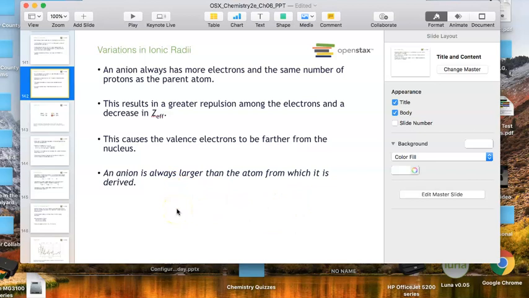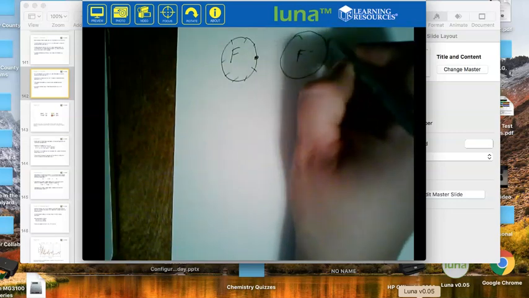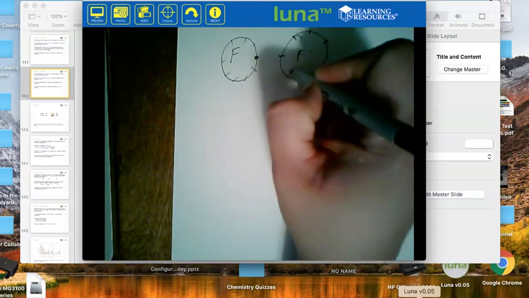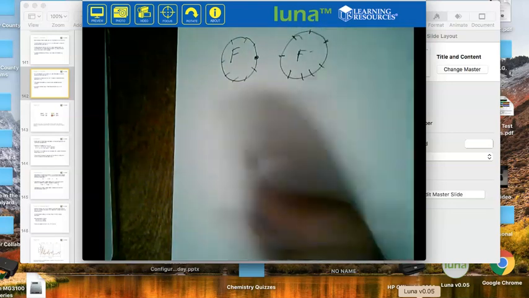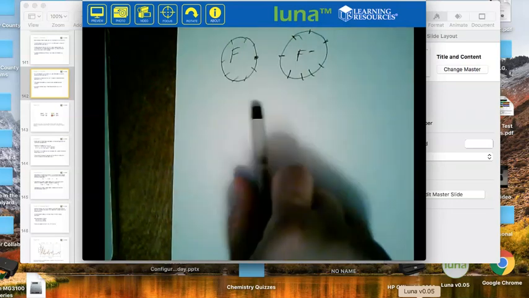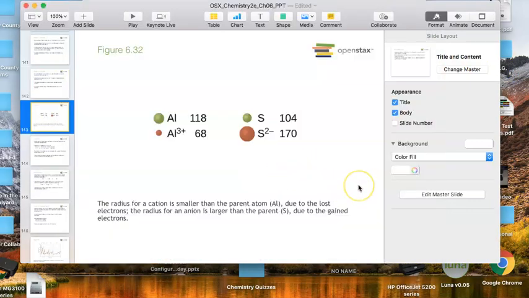So if we talk about fluorine, fluorine has 7 valence electrons. When it adds another electron, this added extra electron is going to cause F minus to become larger because of electron repulsion. So F minus is always larger than F. An anion is always larger than the parent atom. And this is a nice picture that represents that.